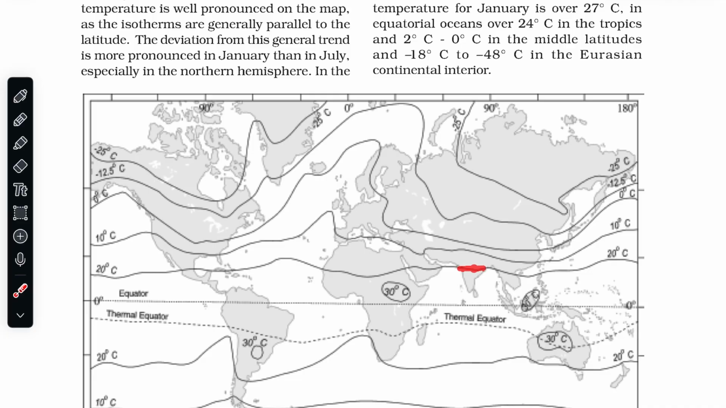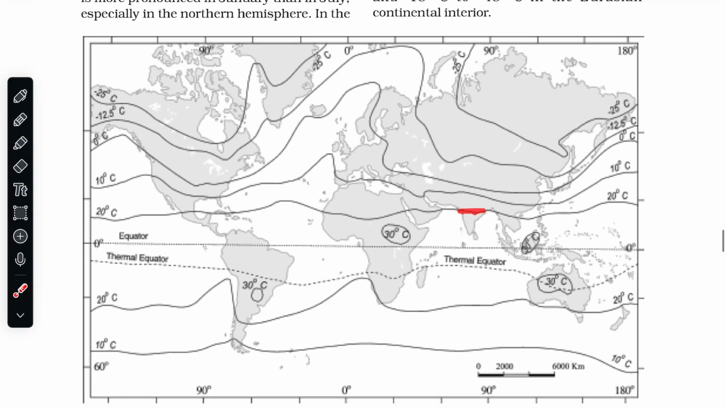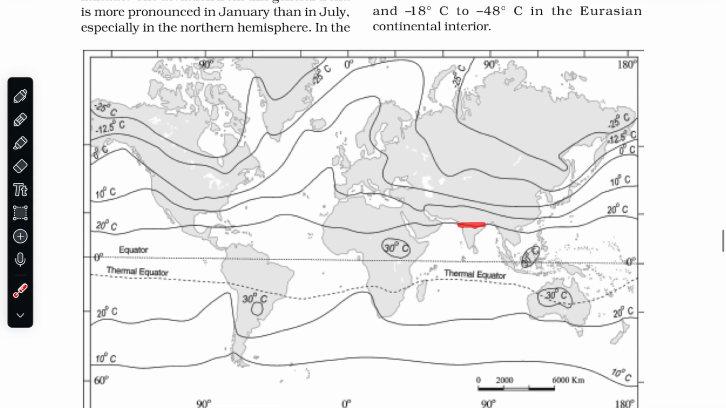So if here this is 20 degrees, as we move upwards, this is in the month of January, so as we move upwards the temperature should decrease. Here this is 20, then here this will be 10, and this will be 0 degrees. Whereas in the land, in contrast to the sea, this will change.